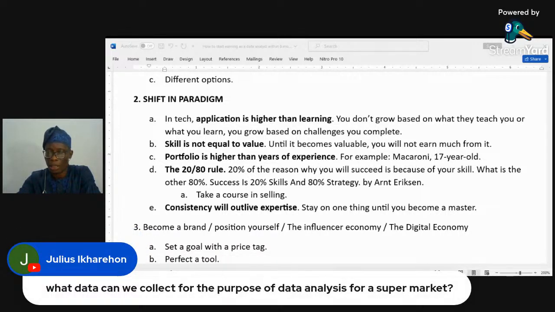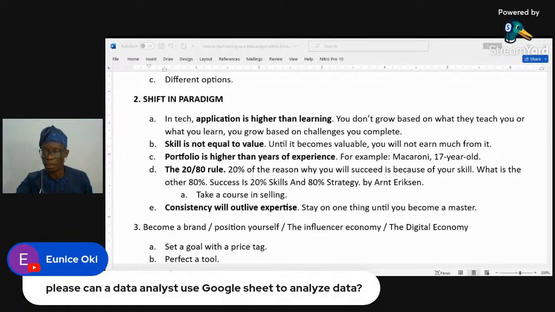Okay, what data can we collect for the purpose of analyzing in a supermarket? They can check which product is selling very well, and they can use that to know which products to order more. Using the receipts, they can check whenever people buy Bonvita or whenever people buy Peak Milk. If they discover that almost 90% of people that buy Peak Milk also buy Bonvita, that's data to let them know that when you display Bonvita close to Peak Milk, always make sure that Bonvita is in stock the same way you have Peak Milk in stock.